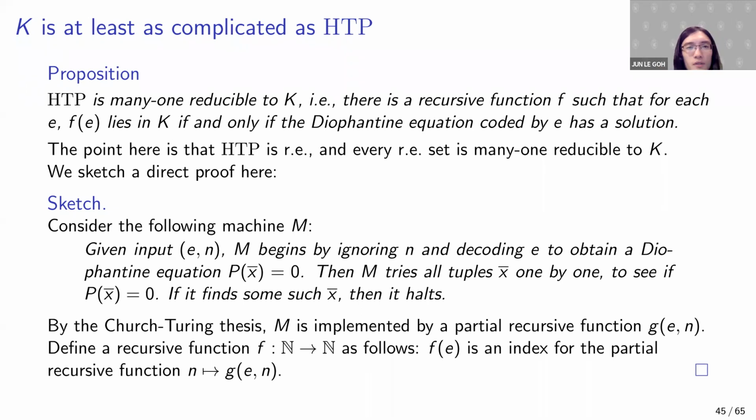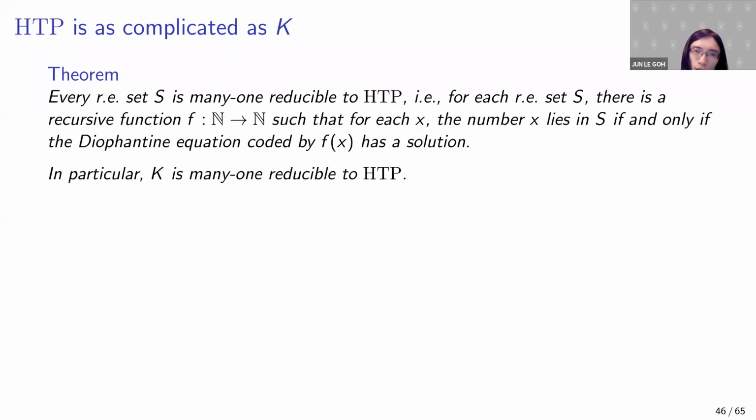Okay, so that's one direction. That shows that HTP reduces to K. Let's now talk about the other direction. So we want to show that K reduces to HTP. In fact, we'll just go ahead and show that every RE set is reducible to HTP, which in particular, because K is RE, means K reduces to HTP as well.